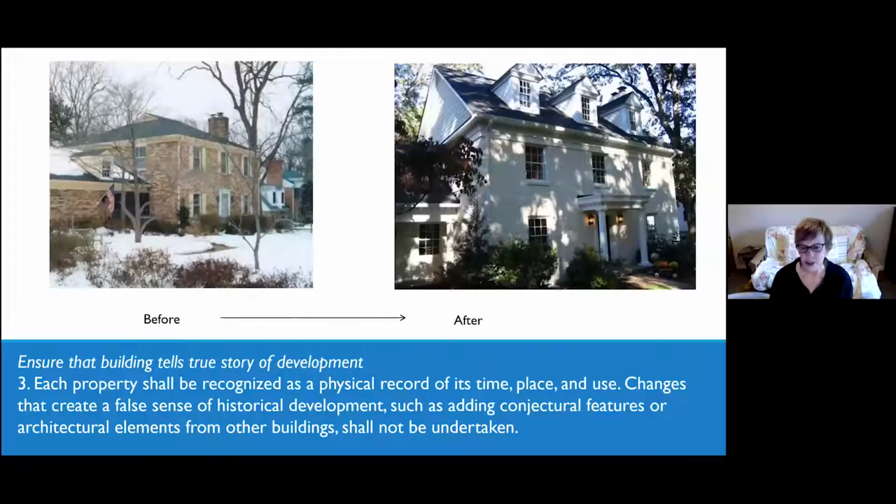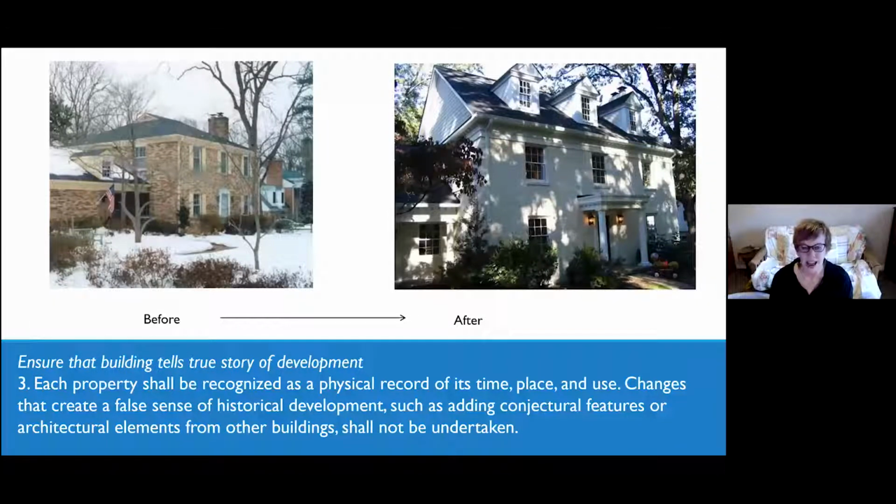So standard number 3: ensure that a building tells the true story of its development. The complete standard says, each property shall be recognized as a physical record of its time, place, and use. Changes that create a false sense of historical development, such as adding conjectural features or architectural elements from other buildings, shall not be undertaken. This is one that I find often trips people up a little bit more, that is a little bit more difficult to understand. So if you look at this example here, you have a building, looks like probably done in the 60s or 70s, kind of a 60s version of a colonial revival.